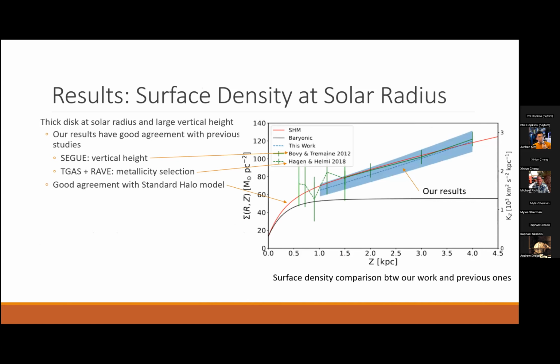First, a sanity check. If we are going to look at how our results look at other radii, if we want to push the boundaries, we need to first determine that we are doing things correctly. So we perform basically the exact test with thick disk at solar radius and large scale height. Our results are in good agreement with previous studies. We pick two of them, particularly here, as a showcase. And it is also in good agreement with the standard halo model, just as all the previous studies have established.